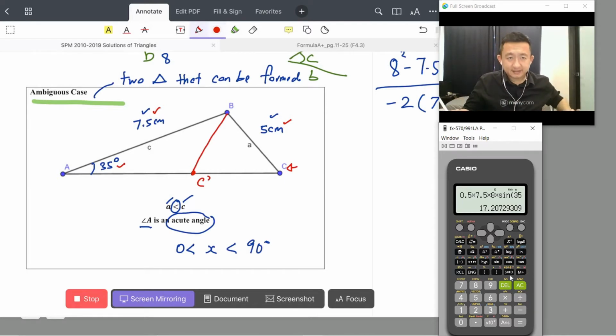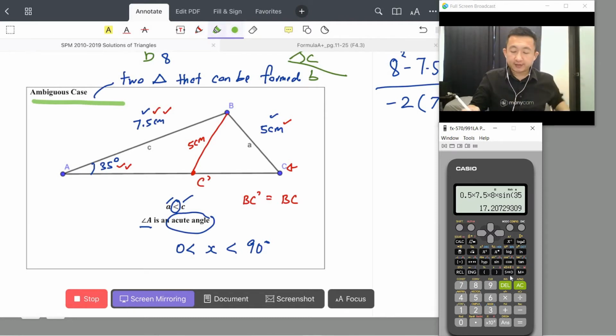Now, does it still have the same information? Yes, because BC prime is still 5 cm. So I am sketching a different shape with the information that BC prime still equals BC, 5 cm, and this is still 7.5, nothing changes. This is still 35 degrees. Is it possible? It is possible, and you can have two triangles in this diagram.